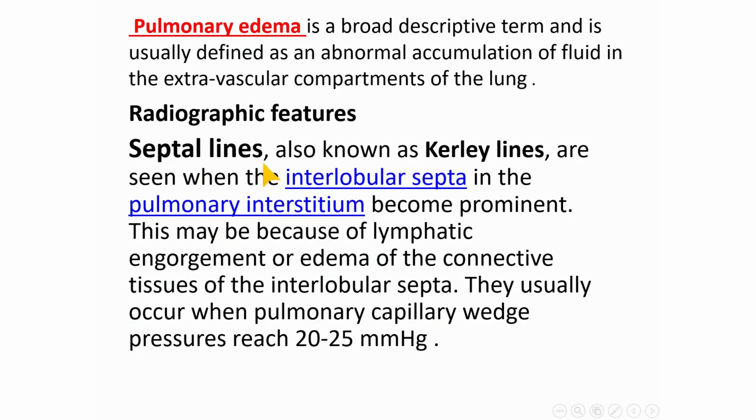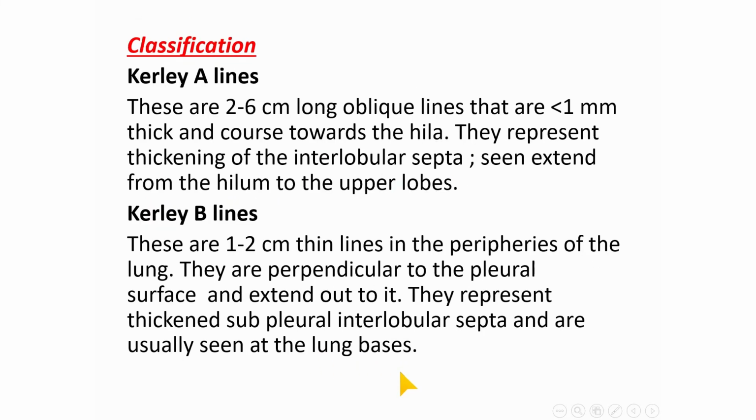So what do I mean by septal lines? Septal lines are the Kerley lines, which occur when the interlobular septa become filled with fluid in the pulmonary interstitium. This occurs when the pulmonary capillary wedge pressure reaches between 20 to 25 millimeters of mercury. We have four types of Kerley lines or septal lines. Kerley A lines are 2 to 6 cm oblique lines, less than 1 millimeter in thickness, that course toward the hilum. They are central, starting at the hilum and going upward to the upper lobes.